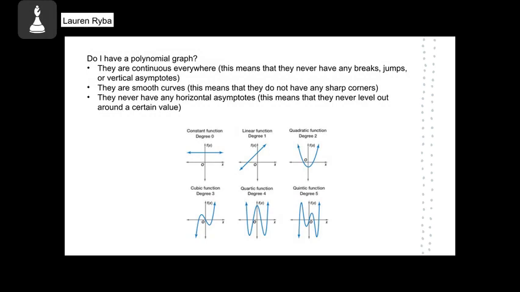So do I have a polynomial graph? Do I have a polynomial function? Well, here's what's going to happen in a polynomial function. They're going to be continuous everywhere. So that means it's a smooth line or curve. You're not going to have any breaking, jumping, or what we call asymptotes. So looking at the image here, I'm showing you examples of a 0 degree, 1st degree, 2nd degree, 3rd degree, 4th degree, and 5th degree. So basically, the polynomials we're going to be looking at are nice, smooth curves. There's no corners. There's no jumping. There's no breaks.